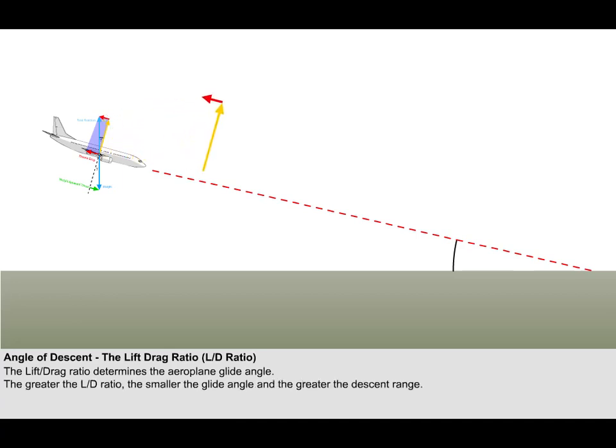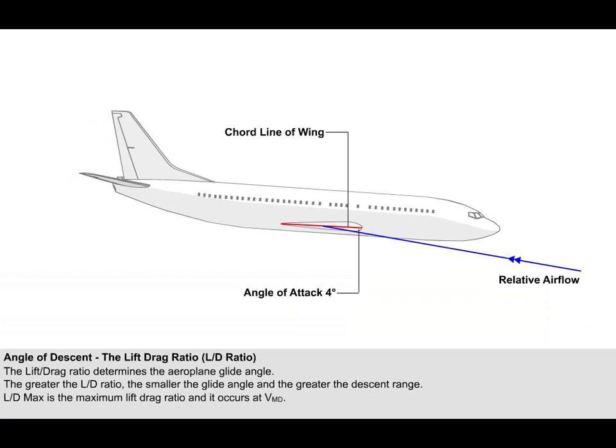A typical modern jet has a maximum lift-drag ratio of about 19. Where this ratio reaches its maximum value, the angle gamma will be at minimum. The lift-drag ratio reaches its maximum value at 4 degrees angle of attack and at the speed VMD. Therefore, VMD is the speed for the minimum angle of descent or the minimum glide angle. VMD is also known as the speed for LD max. The angle of attack at VMD is fixed at 4 degrees.